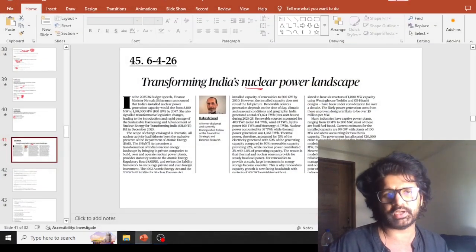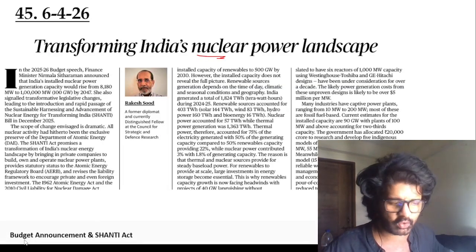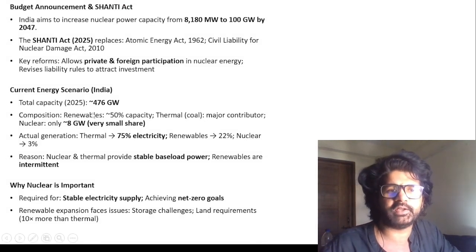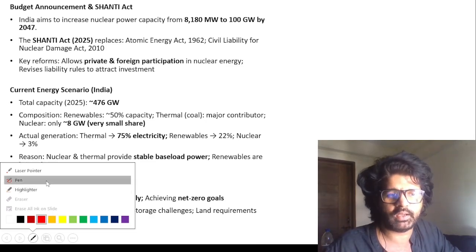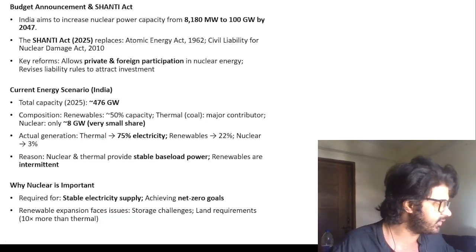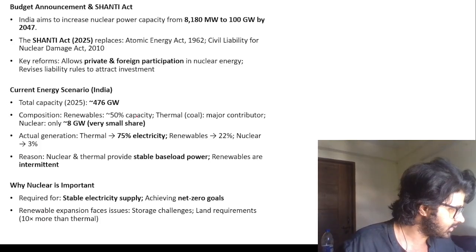So here, this article is talking about how we have brought the Shanti Bill. We want to increase private participation because the upfront cost of establishing a nuclear power plant is very high. And government does not have that much money. They have to go to different countries of the world, so to say.